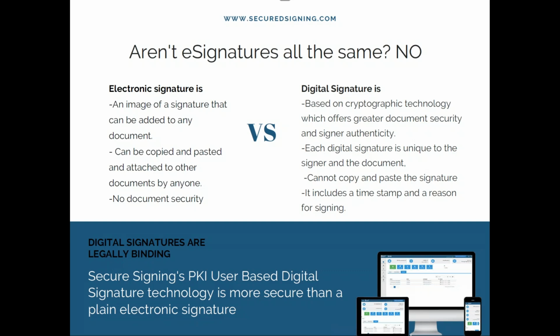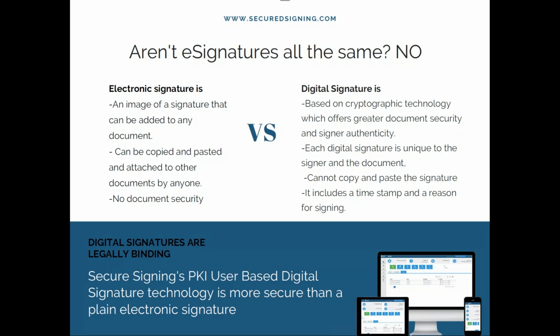Firstly, an electronic signature, which is what is most commonly used today, is simply an image of a signature. It is just a way of capturing a squiggle, and that squiggle becomes a picture of your signature. That picture is placed on top of a document. It has no connection to the content of the document itself, and it can be copied and pasted by anyone because it's just a picture.